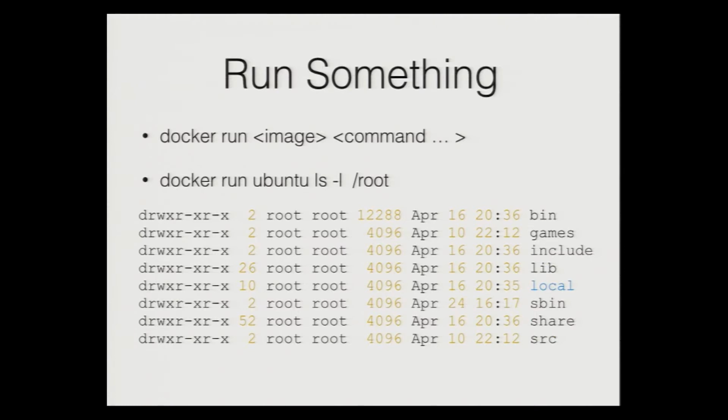So how do we run the command we want to run in those images? We just need to type docker run, the image name, and the command we want to execute. For example, if we want to list the files under the root directory in our Docker image, we just need to type docker run ubuntu ls -l /root. Then the following files are the files in our Docker image.